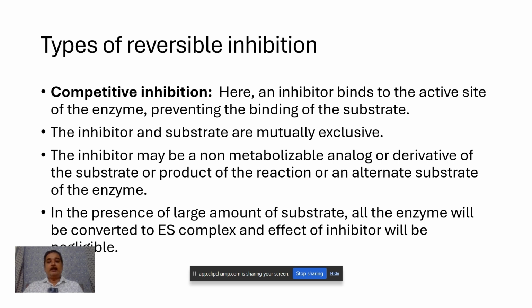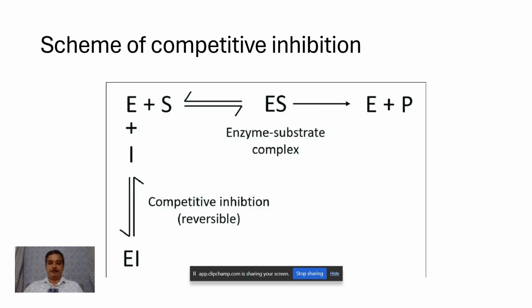In the presence of a large amount of substrate, all the enzyme will be converted to enzyme substrate complex, and the effect of inhibitor will be negligible. So in competitive inhibition, it is observed that if we add a large amount of substrate, most of the enzyme will be in the enzyme substrate form, and the effect of the inhibitor will be very less. So this can be easily reversed by adding a large amount of substrate in the assay mixture.